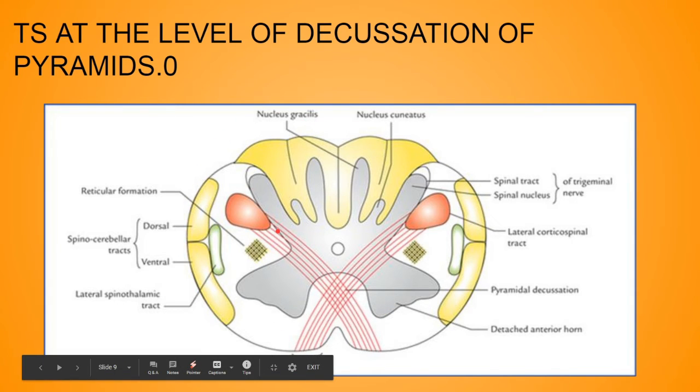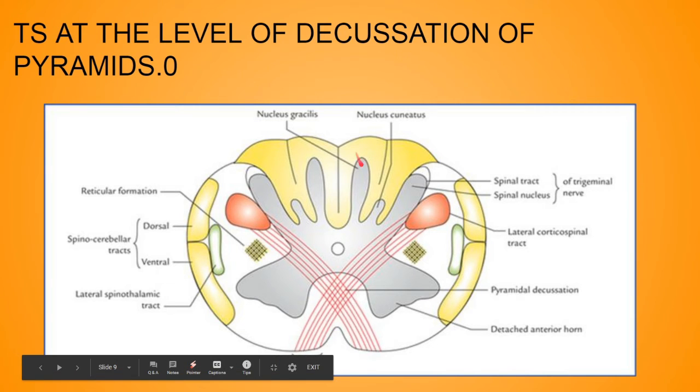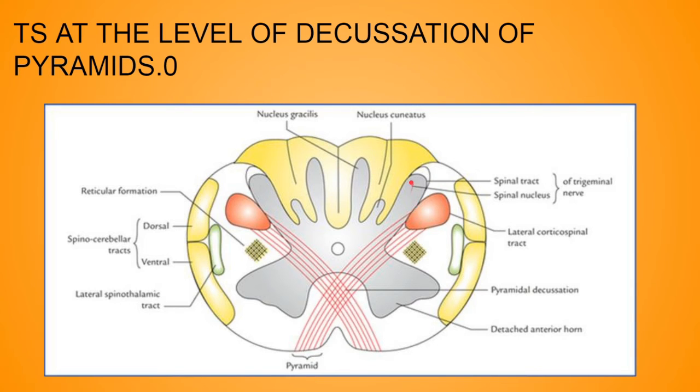Now this is also known as the great motor decussation, and the section at this level passes through the inferior half of the medulla and closely resembles the spinal cord. The features are, first of all, as you can see, this is the nucleus gracilis and this is the nucleus cuneatus. Both appear as a narrow strip-like projection from the posterior aspect of the central gray matter. This is the posterior, this is the anterior.